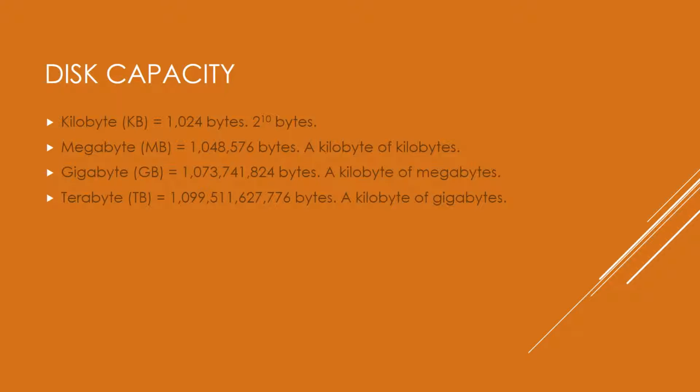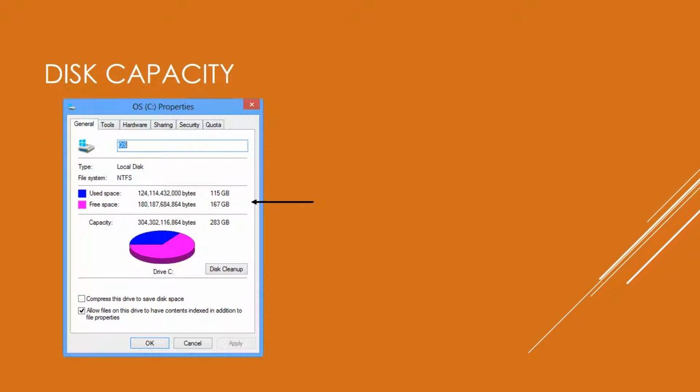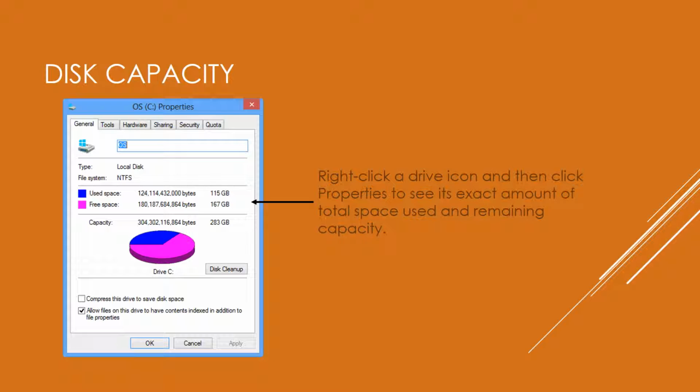So again, you don't exactly have to know the numbers, but you should recognize, for example, if I had a choice between buying a computer that had 20 gigabytes of memory versus one that had a terabyte of memory, you can see that a terabyte is much larger than 20 gigabytes. The disk capacity can also be shown in the properties window of your drive.